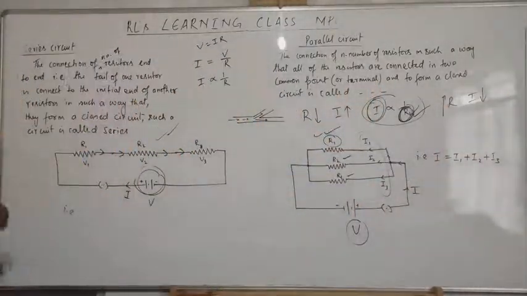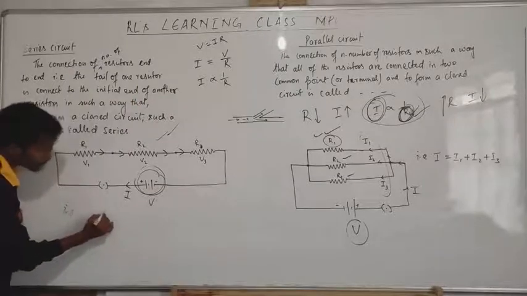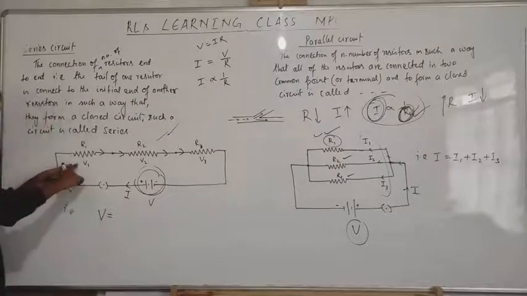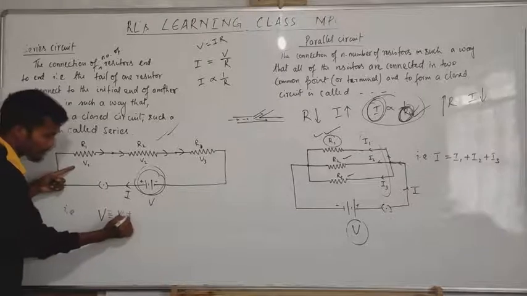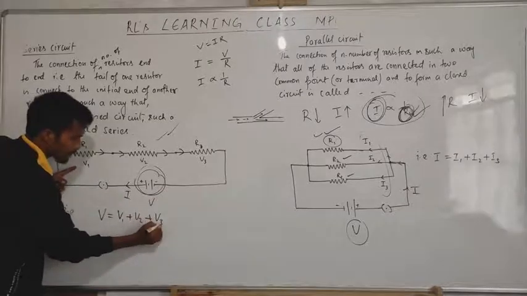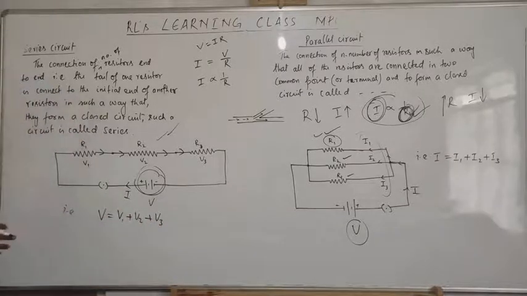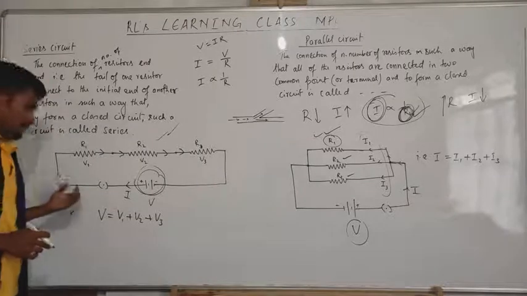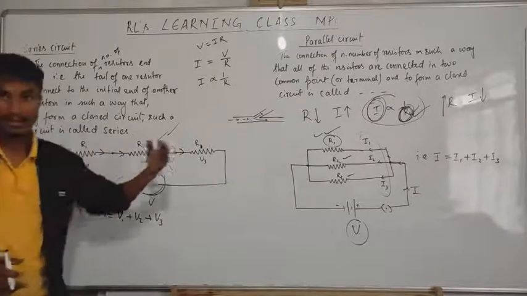But here, in series, the supply voltage is V. But when it is here, it drops. Then I put here V1 plus V2 plus V3 plus V4 plus V5. Got it? Now, these are the series and these are the parallel.